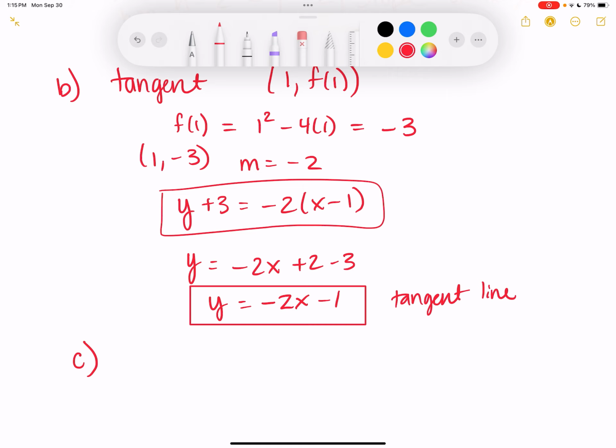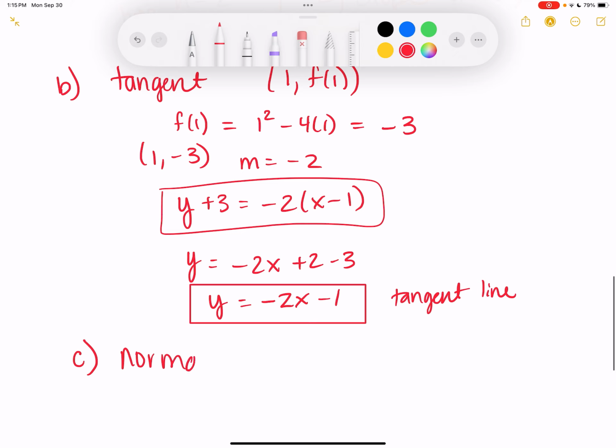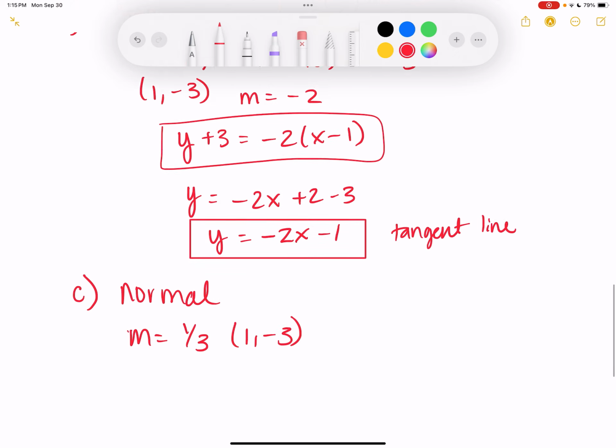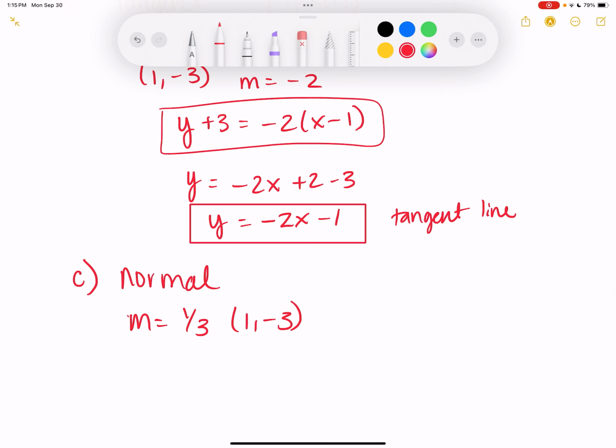So, what if the slope of the tangent line is -3? What would the slope of the normal line be? 1/3. Yep. So the slope would be 1/3. The point is still exactly the same. Are you sure it would be 1/3 instead of 1/2? Yeah, because the slope was -2.